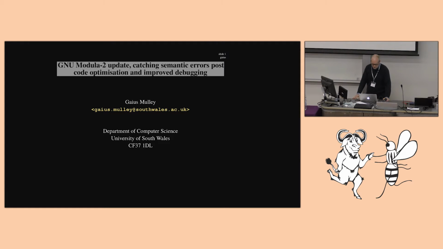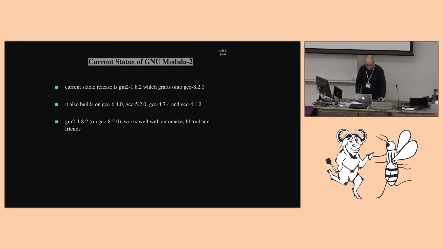So yes, Module 2 update. To cut to the chase, the current stable release is 1.82, which grafts onto GCC 8.2.0. You can also use a slightly less up-to-date version on GCC 6.4.0, and also 5.2 and 4.7.4. And if you really wanted to go for legacy code, GCC 4.1.2, although that's a bit dim and distant in the past. But basically, we want the latest and greatest. It's 8.2.0, and that's what I'm focusing on today.